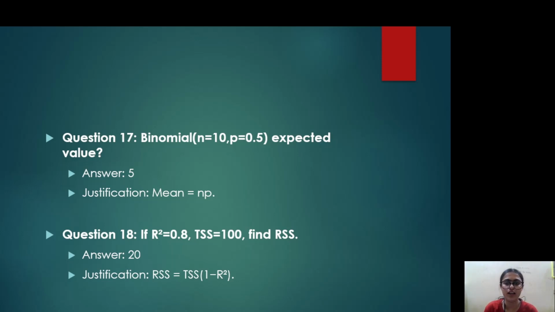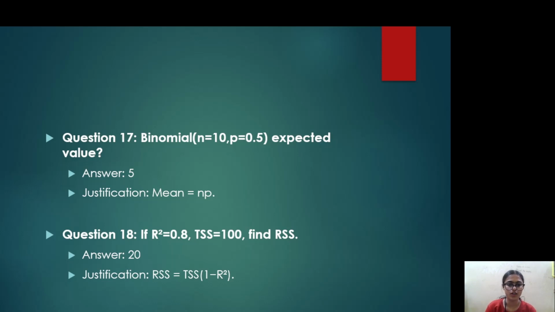So question 17 is, for binomial n equal to 10 and p equal to 0.5, expected value will be. So in binomial distribution, the expected value or mean is given by the formula n into p. So here n equals 10 and p equals 0.5. If we compute the product, we'll get 5. So this means that if we repeat this experiment many times, on average we expect 5 successes out of 10 trials. So for example, if you toss a fair coin 10 times, on average you will get 5 heads.